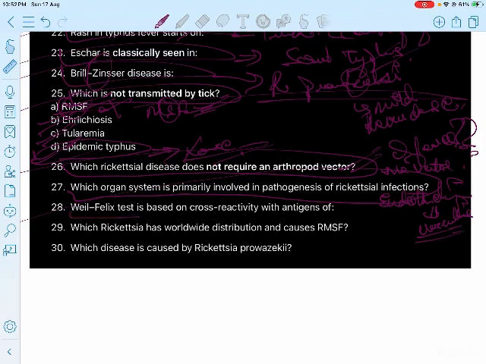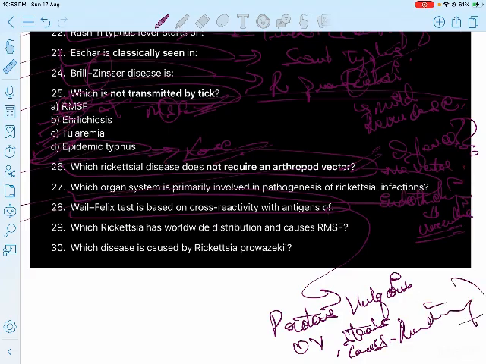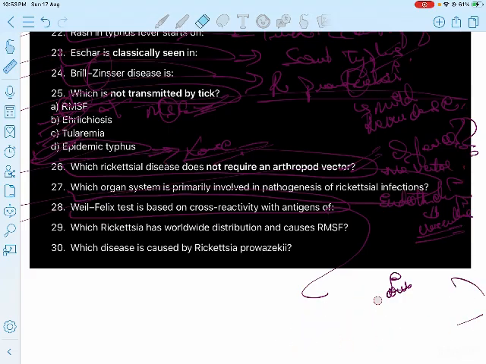Now the Weil-Felix test is based on cross reactivity with the antigens of Proteus. It cross reacts with Proteus vulgaris OX strains. So Proteus vulgaris OX strains, cross reactivity. Bear with my writing. Okay, Proteus vulgaris.